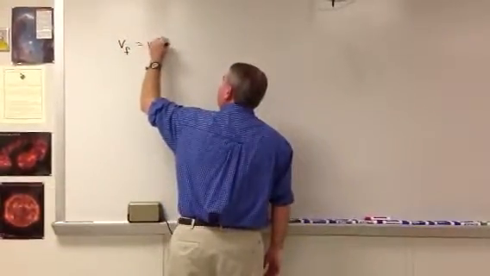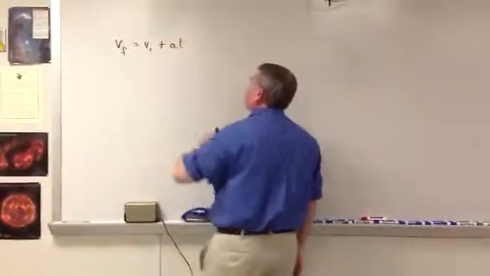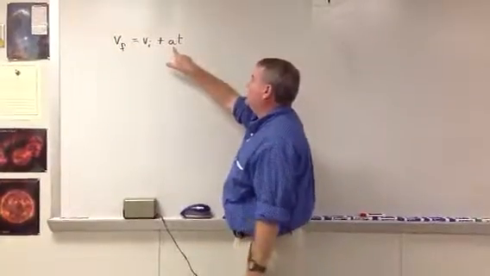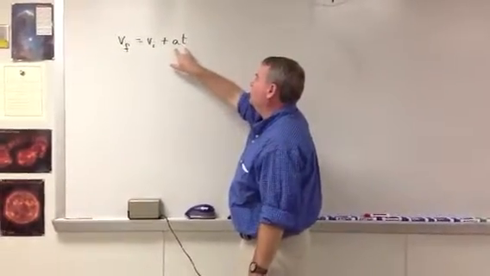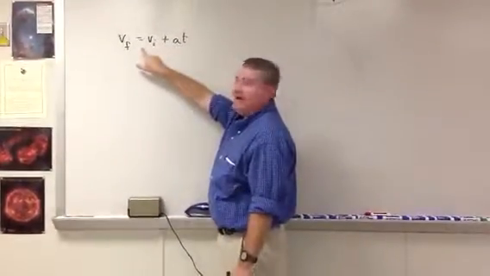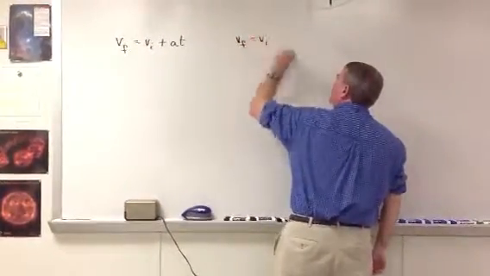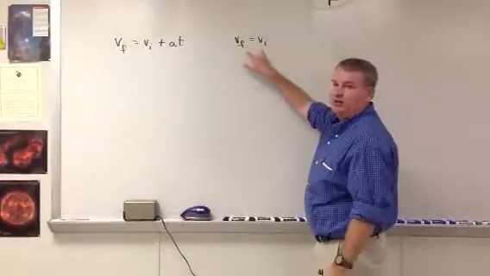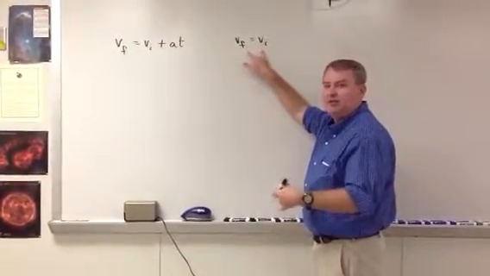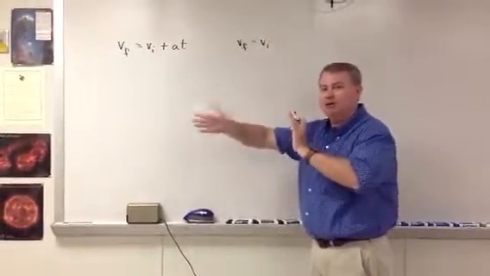Vf is equal to Vi plus at. If the acceleration is equal to 0, this term disappears, and you get Vf is equal to Vi. So final velocity is equal to initial velocity. That just sort of reaffirms that you're traveling at a constant speed throughout the entire parabolic trip.